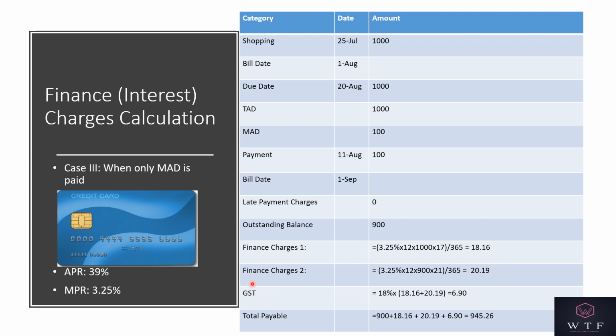GST would be applicable at 18% of both the finance charges, which is 18% of 18.16 plus 20.19, which is 6.90. So therefore the total amount payable in the next statement would be the outstanding balance 900 rupees plus finance charges 1 plus finance charges 2 plus the GST component, which is equal to 945 rupees 26 paise.